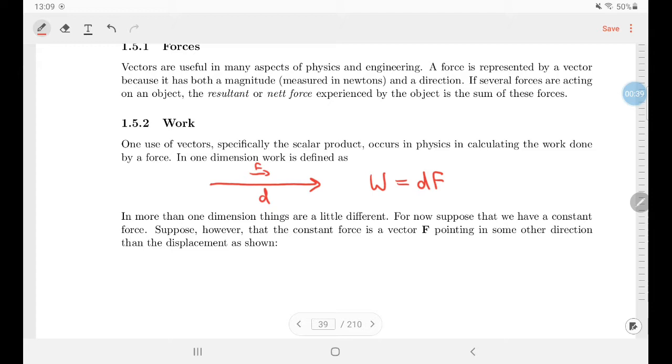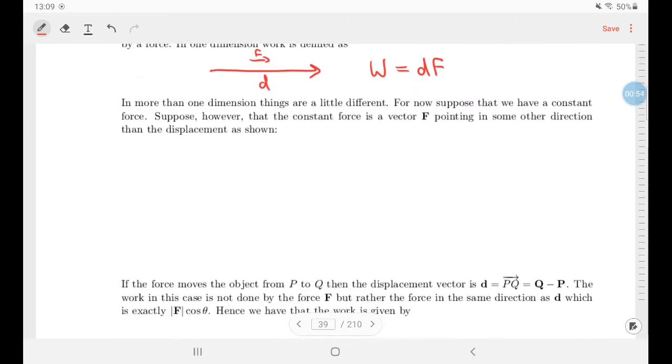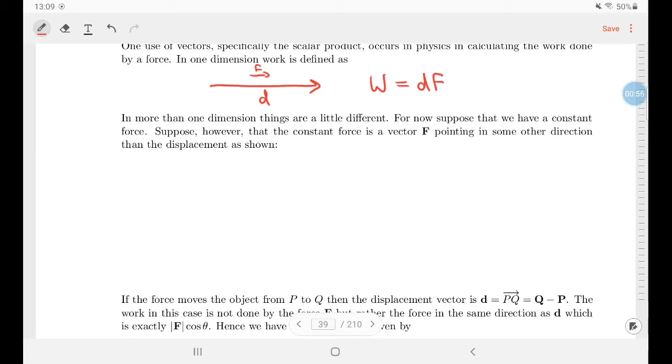Now usually that's written force by distance, but we'll see why I write it the other way around. In more than one dimension, things are a little bit different. For now, suppose we have a constant force. Suppose however that the constant force is a vector pointing in some other direction than the displacement. So in other words, if it's not just one dimension, suppose this goes like that. This is the displacement vector.